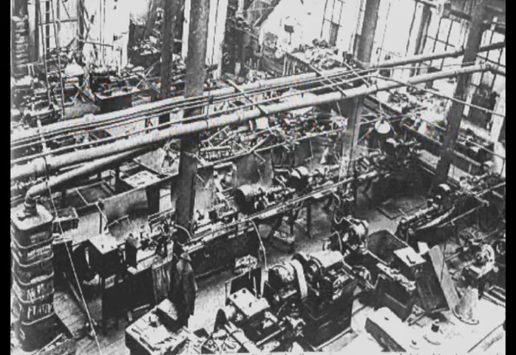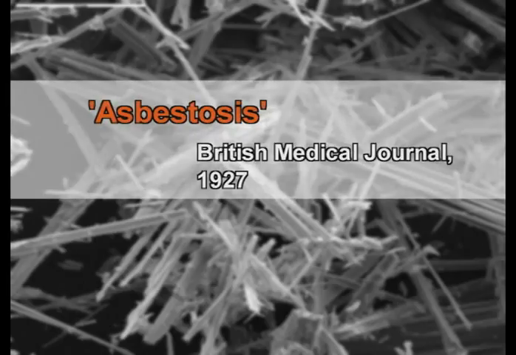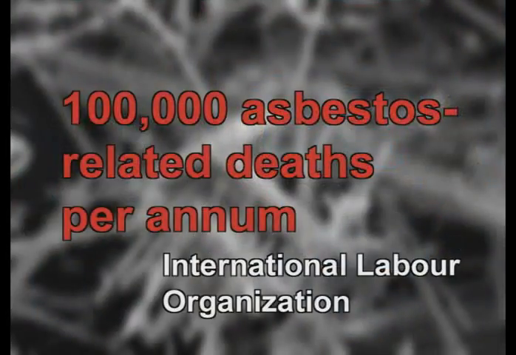Then, in 1927, in the British Medical Journal, the term asbestosis was used for the first time, cited as the disease responsible for the death of 9 workers out of a group of 10 that had been heavily exposed to asbestos. Today, the International Labour Organization estimates that 100,000 workers die each year from asbestos-related diseases, all of which result from an accumulation of asbestos fibres in the lungs. And according to the UK's Health and Safety Executive, tradesmen and maintenance workers are most at risk.